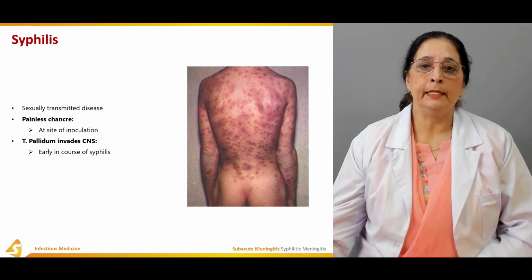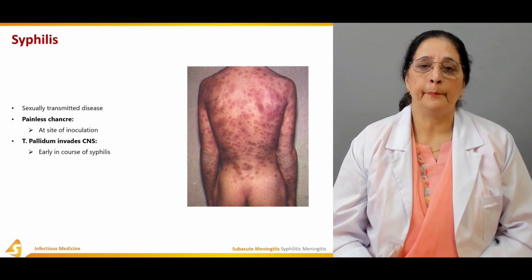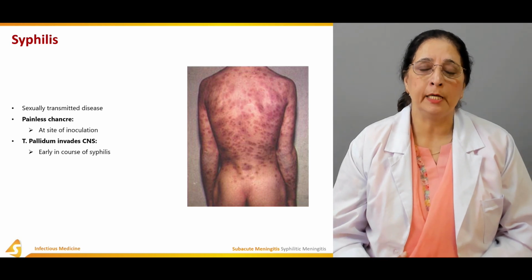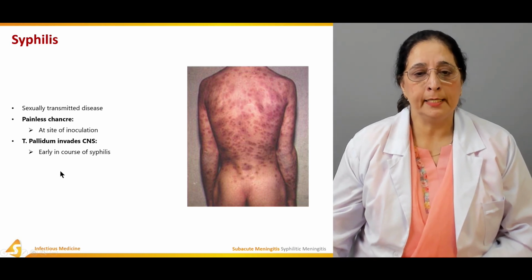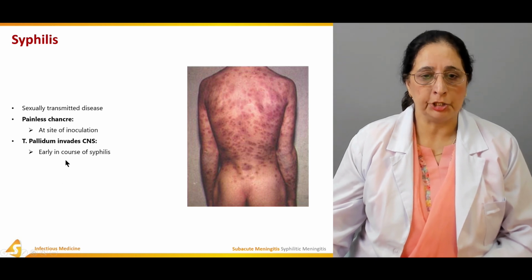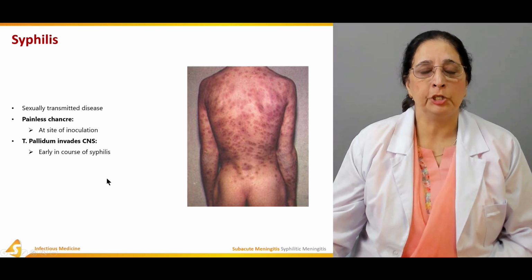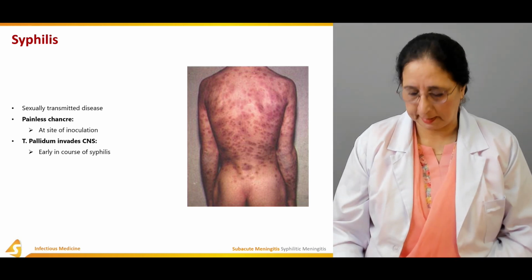So early in the course of the disease, when Treponema pallidum invades the body, it can invade the central nervous system and can cause meningitis. So early in the course of syphilis, there is invasion of the central nervous system.